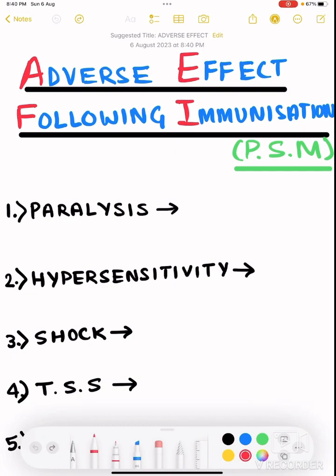Right, so starting from paralysis. Paralysis is seen in oral poliovirus, OPV. Now there are two types of paralysis associated with OPV. The first one is VAPP, vaccine associated paralytic poliomyelitis, and the second one is VDPV, vaccine derived paralytic poliomyelitis.